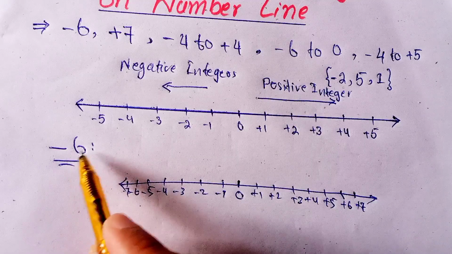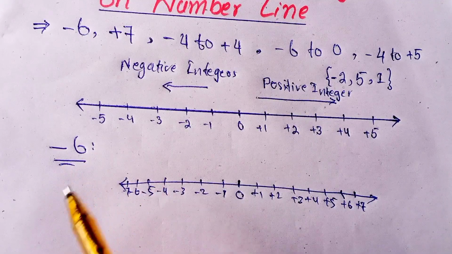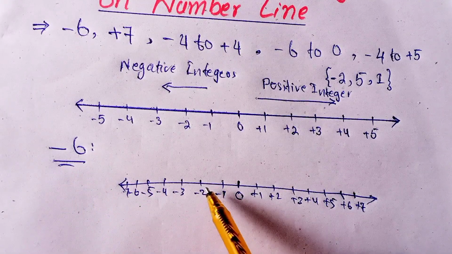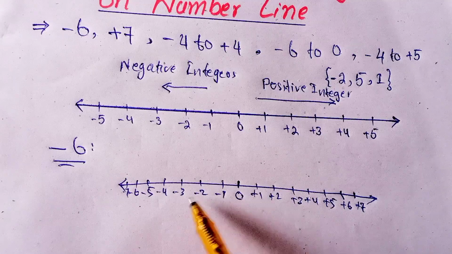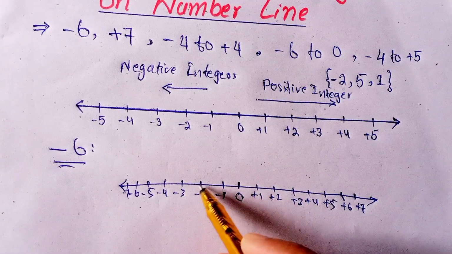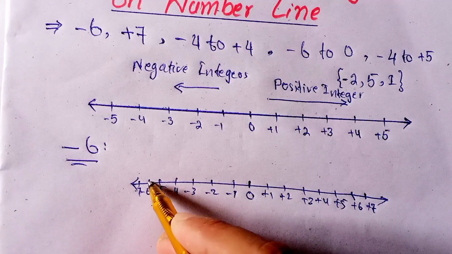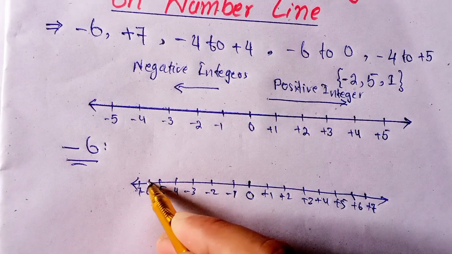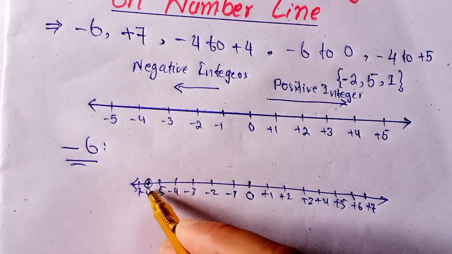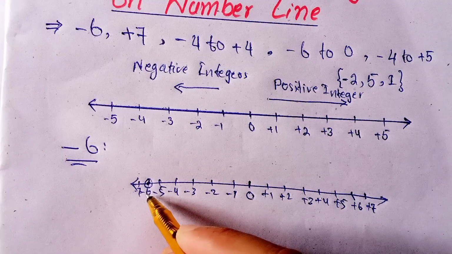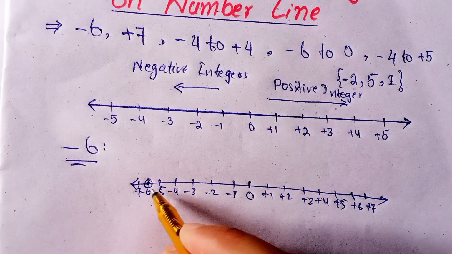So here we have been asked to represent the -6 on the number line. So count 6 unit distance to the left on the number line from 0. So this is 1, 2, 3, 4, 5, and 6. So simply put a point on the number line on the 6th distance or draw a circle around it. So this is the representation of -6 on the number line.